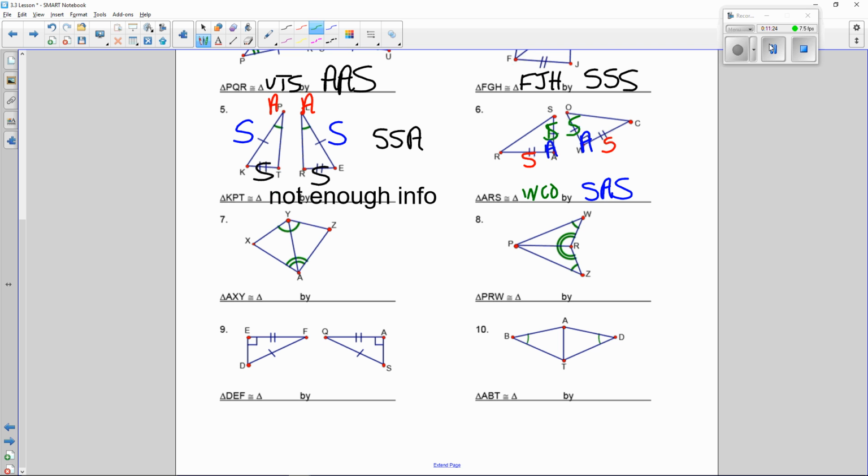Try those last few, pause the video, and try 7 through 10. So number 7, you've got the included side in between the two angles, so that's where we got ASA.